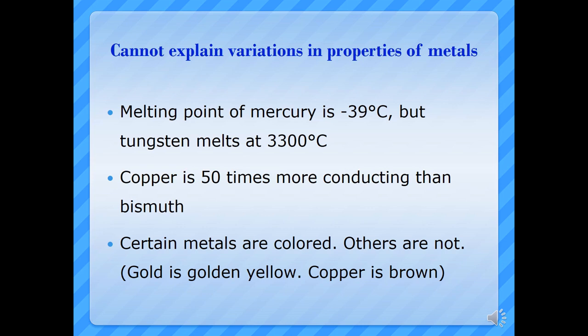So why does this kind of variation occur in the properties of metals? This is a dilemma for free electron theory. Free electron theory cannot explain such variations in the properties of metals. So that's all about free electron theory.